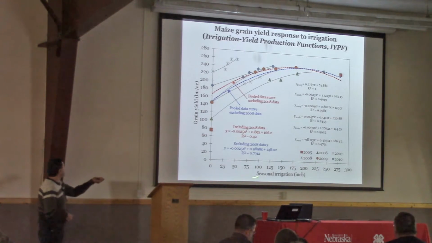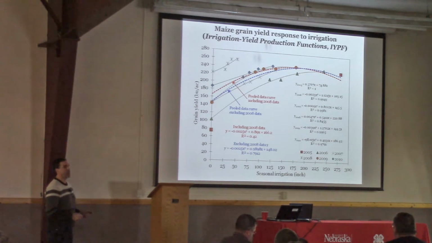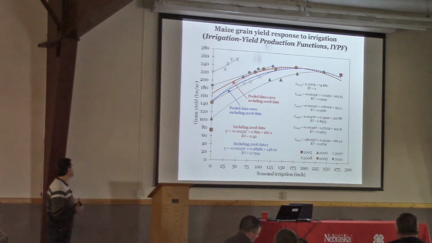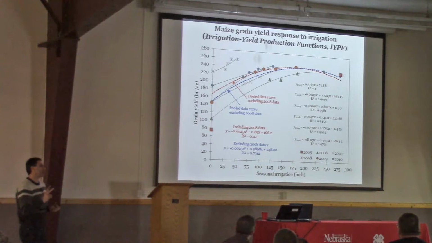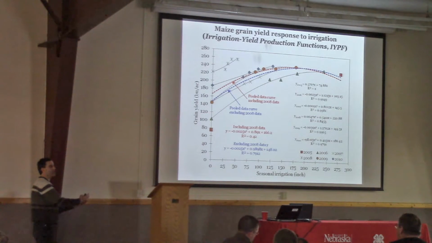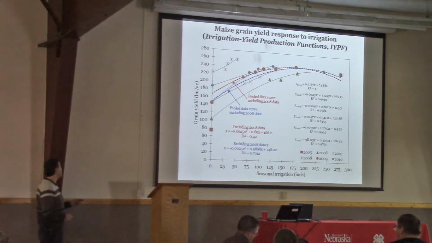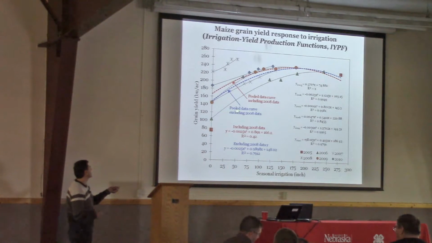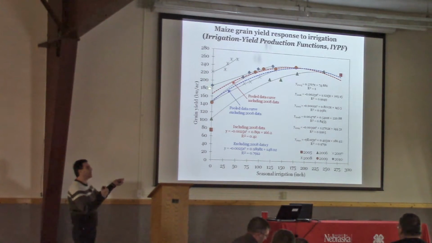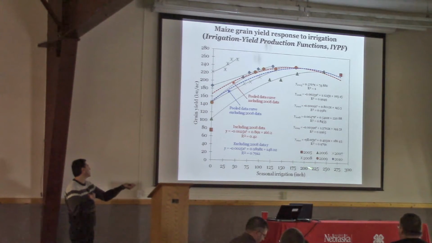How about irrigation versus yield? So, what do we call those curves? Yield production functions, right? You heard this, I'm sure, in other presentations. So today, there are two distinct yield production functions: irrigation yield production function, and then ET yield production function. These are irrigation yield production functions. Essentially, how much yield can I expect per inch of water applied?